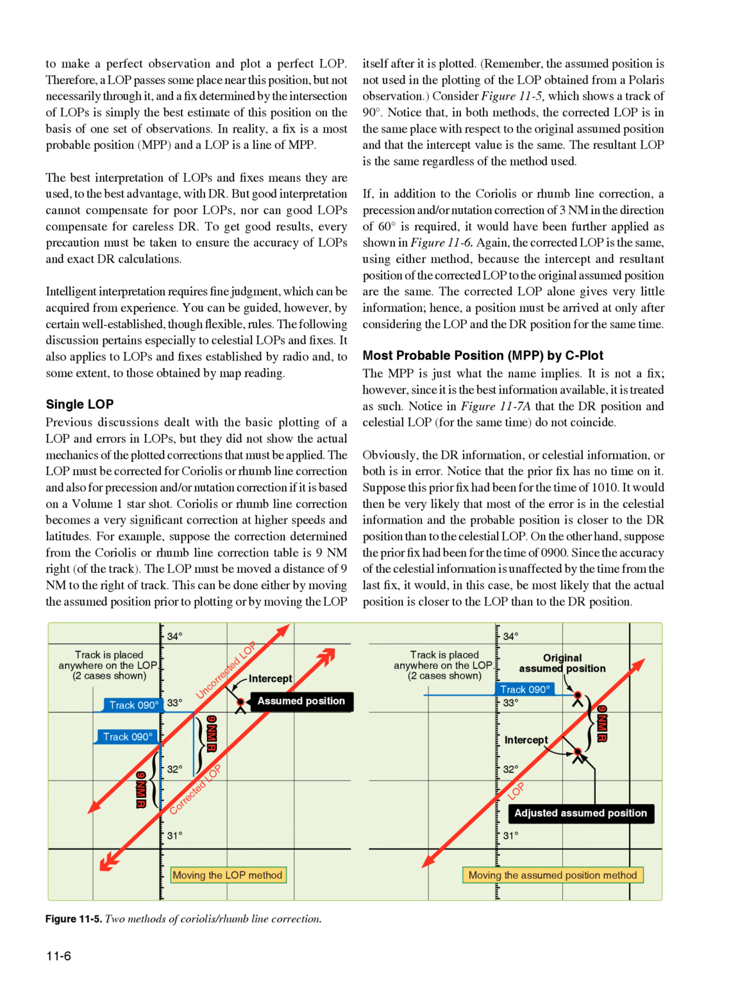Suppose this prior fix had been for the time of 1010. It would then be very likely that most of the error is in the celestial information and the probable position is closer to the DR position than to the celestial LOP. On the other hand, suppose the prior fix had been for the time of 0900. Since the accuracy of the celestial information is unaffected by the time from the last fix, it would, in this case, be most likely that the actual position is closer to the LOP than to the DR position.